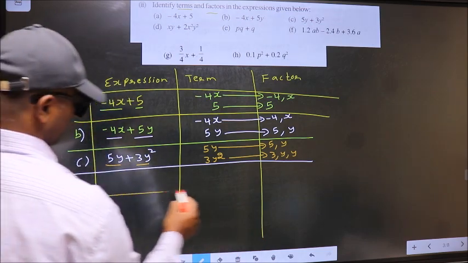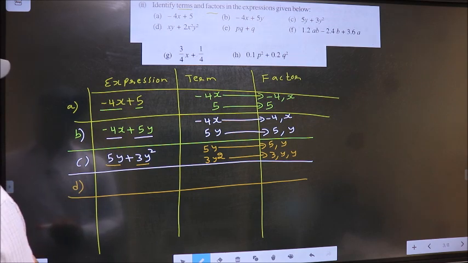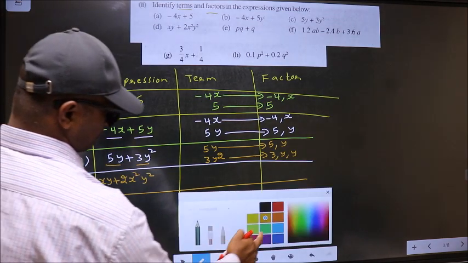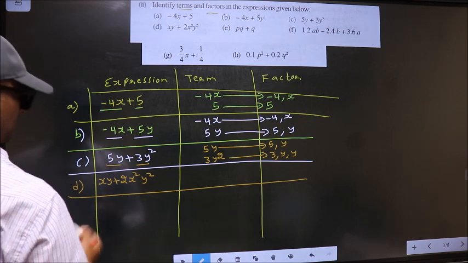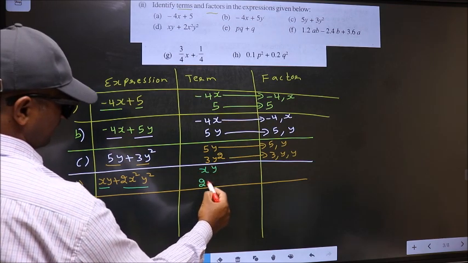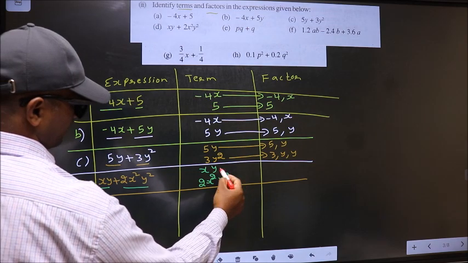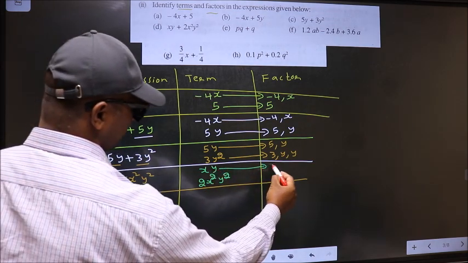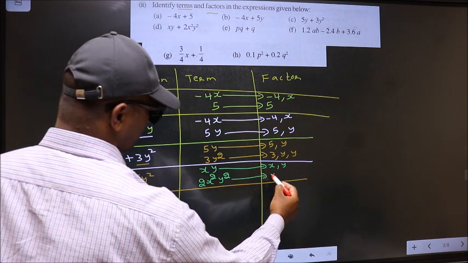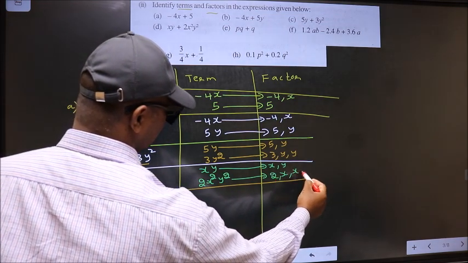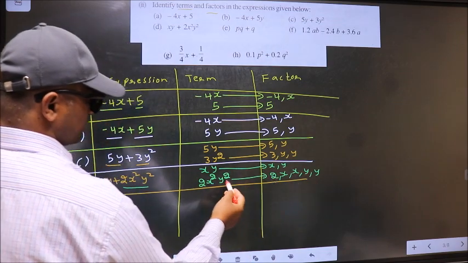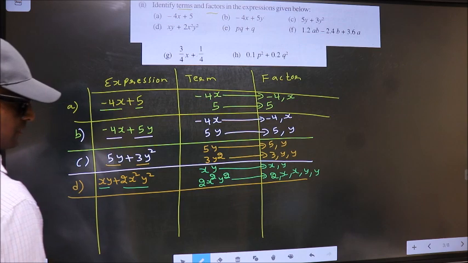Next, D. D is xy plus 2x square y square. In this expression, terms are this and this, xy and 2x square y square. Now by multiplying what all will we get xy? By multiplying x and y. So these are its factors. Now to get 2x square y square, we should multiply 2, x, x, y and y. X into x, x square, y into y, y square. When we multiply all this, we get this. So these are the factors of this one.